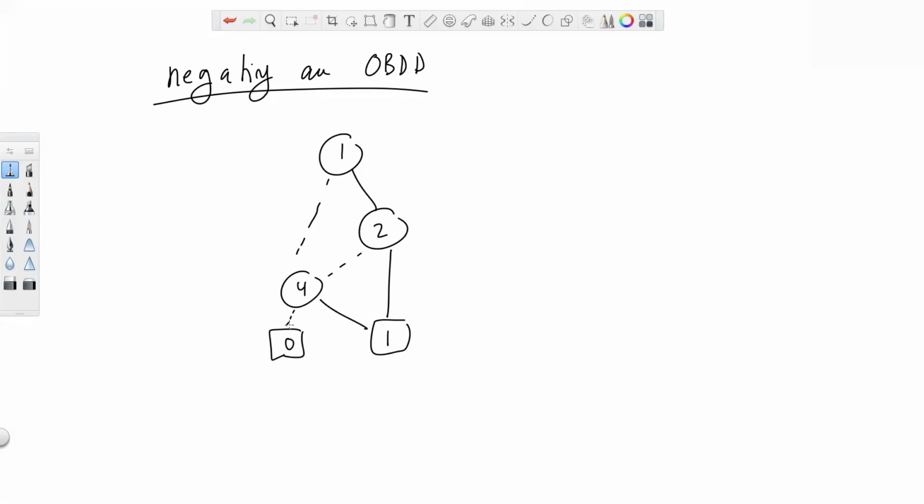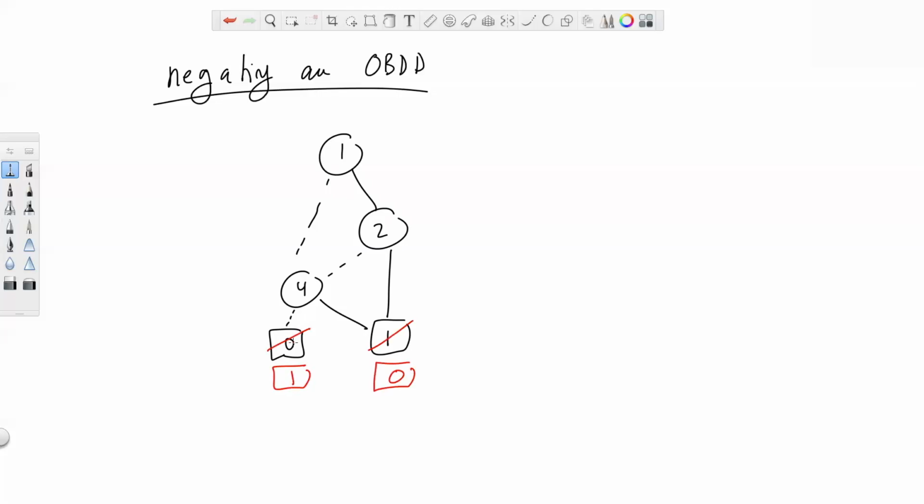Here's an OBDD: X1, X2, X4, high and low edges. How do I negate it? Someone said that's pretty easy. Actually, a couple of you said, just swap the sinks. Yes. If I just make this one the 1 and this one the 0, I'm done.